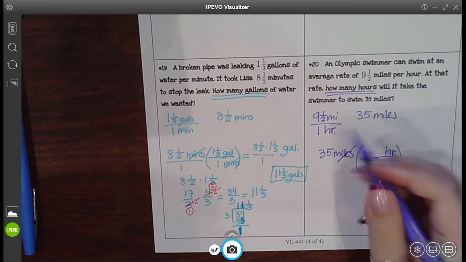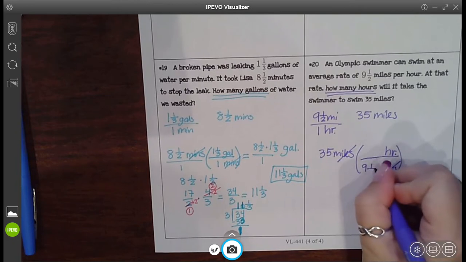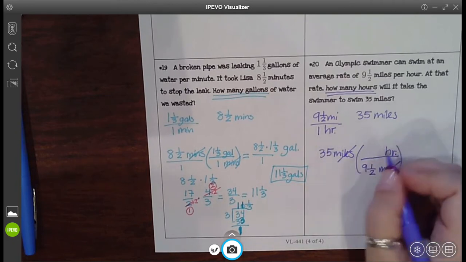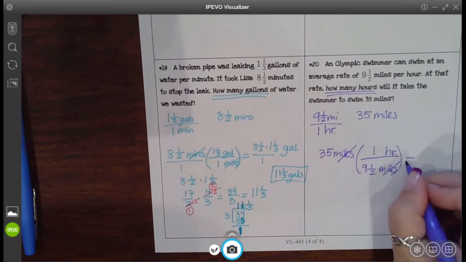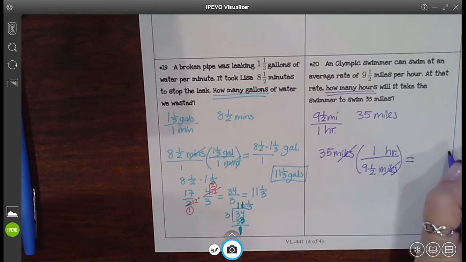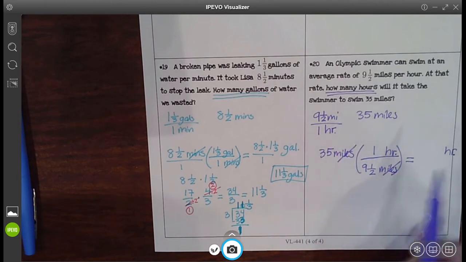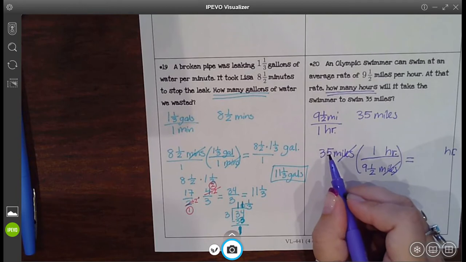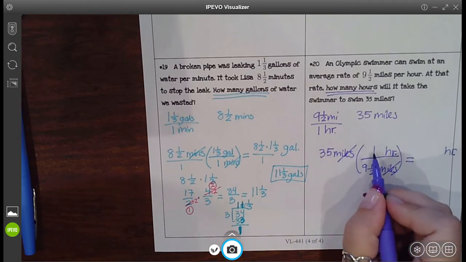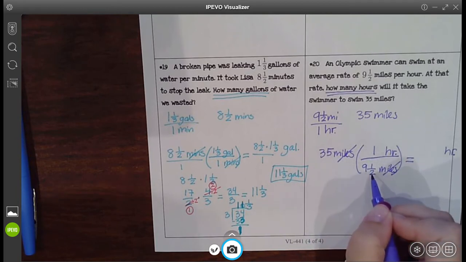Now, what was in front of the miles? 9.5. What number was in front of the hours? 1. Okay, and then miles canceled. I'm left with just the unit of hours, which is great because that's what I wanted to find. How many hours will it take? But this is slightly different than last time because instead of it being this times the other number, it's this on top of this one.